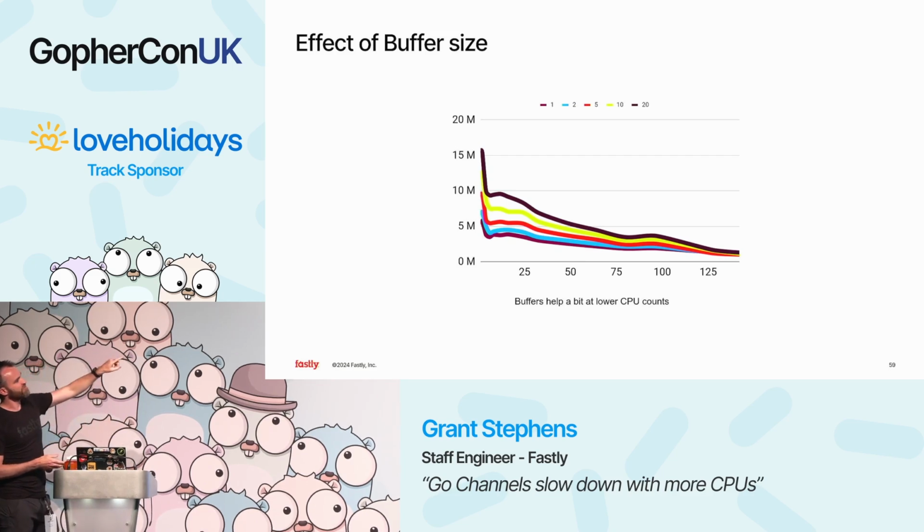So the number of buffers is the different colors there. Essentially, what you can see is that as the buffers increase, we have a slight increase in the throughput. So for example, the one with 20 buffers now has a throughput at very low CPU counts of close to 15 million. So the buffers obviously make a difference at the lower end of the CPU count. However, it all tends to the same number as the CPUs increase.